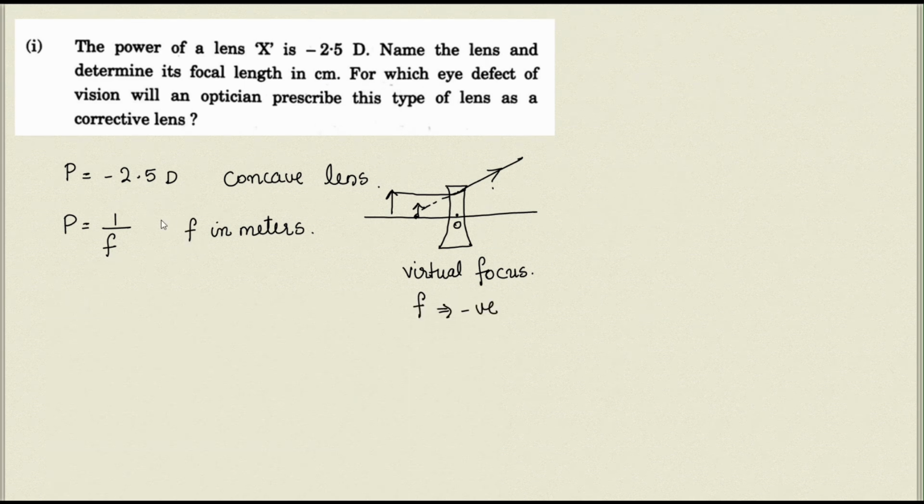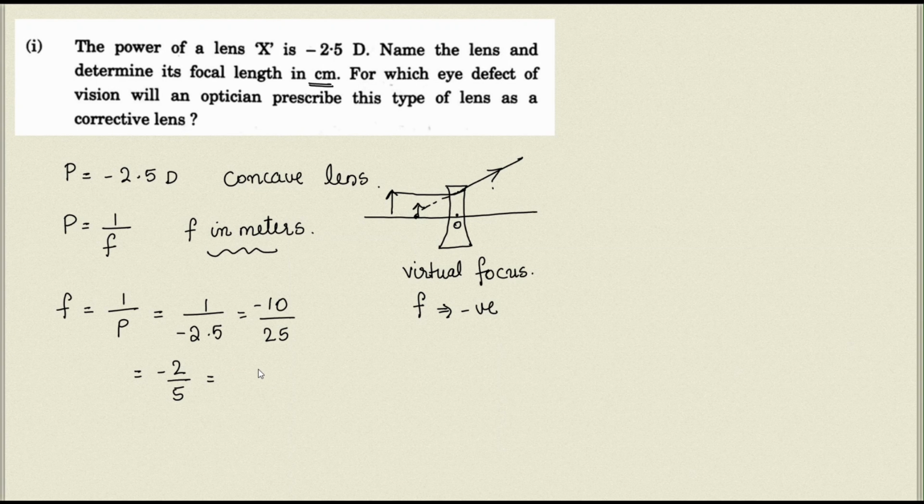So as the focal length is negative, we can say the given lens is a concave lens. We have to determine the focal length in centimeters. Now how can we find the focal length? F is equal to 1 by P. This will give the focal length in meters only, right? Yes. So we can take it first like that. That is 1 by minus 2.5. Then 1 by minus 2.5 is basically minus 10 by 25, that is equal to minus 2 by 5, and that is equal to minus 0.4 meter.